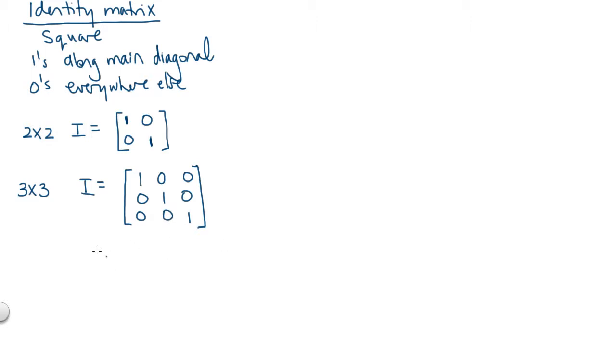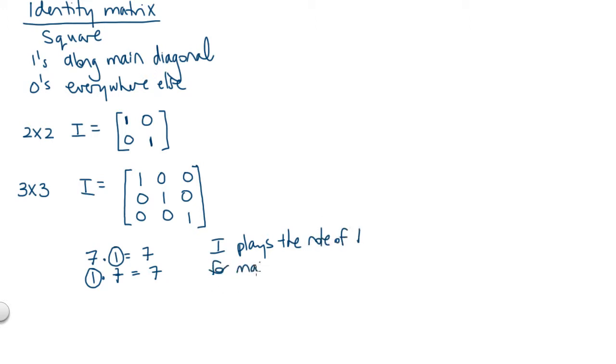Now, if we think back to real numbers, if we grab any real number, like say 7, and we multiply it by 1, yep, we still get our original number, 7. And even if we did this in the other order, if we did 1 times 7, yeah, we'd still get 7. So the number 1 here plays a special role. It's called the multiplicative identity when we're talking about real numbers. And our identity matrix, I, plays the role of 1 when we're talking about matrix multiplication.